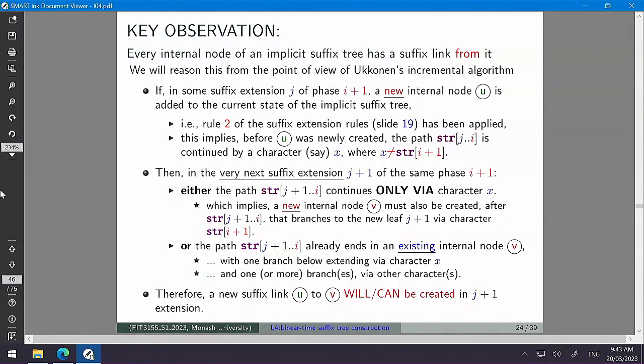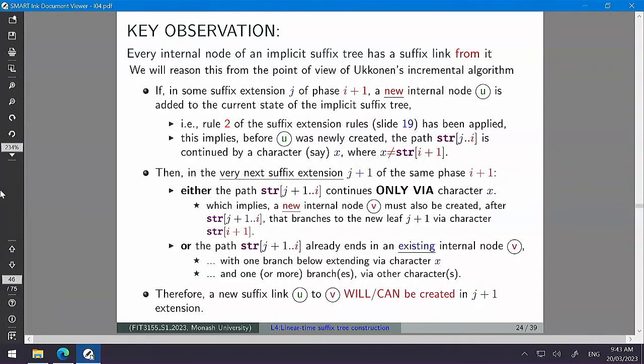I've not seen the character before, or I've seen the character before. If I've seen the character before, which rule would that be? Rule 3. If I have not seen it, which rule would that be? It would be rule 2 alternate. You will be hanging it off the root without creating an internal node.